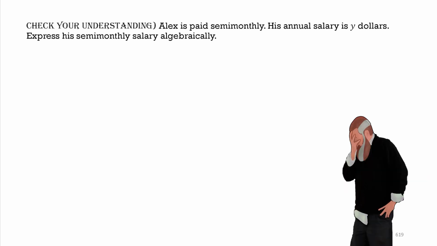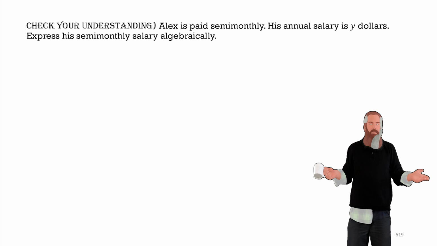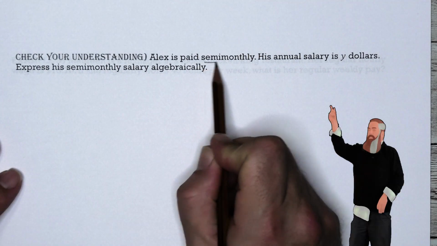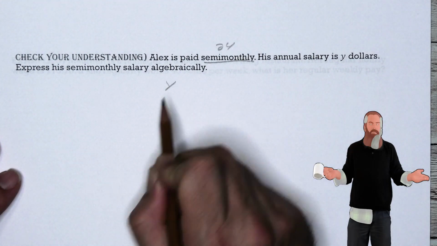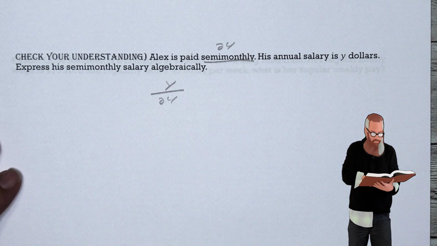Alex is paid semi-monthly. His annual salary is Y dollars. Express his semi-monthly salary algebraically. The first thing to remember is semi-monthly means there are 24 paychecks in a year. Since we know his annual salary is Y dollars, if we divide that by 24, we'll find out what one of those paychecks is.